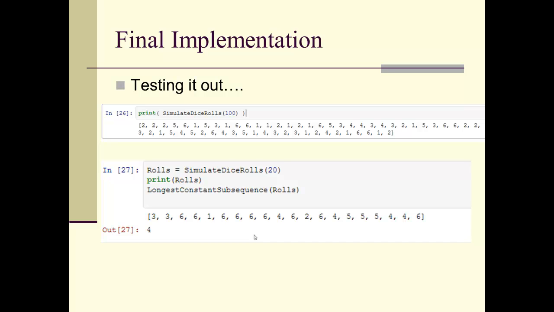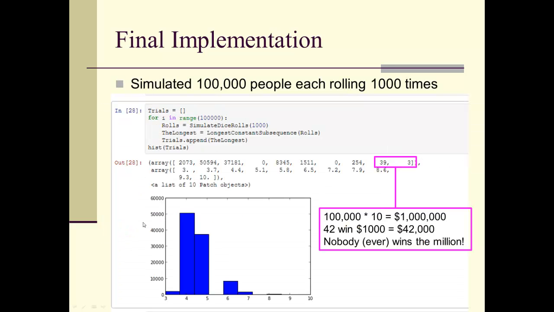Here's some tests. So here's 100 dice rolls, a list of 100 numbers from 1 to 6. Here's 20, and notice that longest constant subsequence of rolls tells us that 4 is the longest constant subsequence, and sure enough, there it is, 6666, and that is the longest. So now we're ready to answer our question.